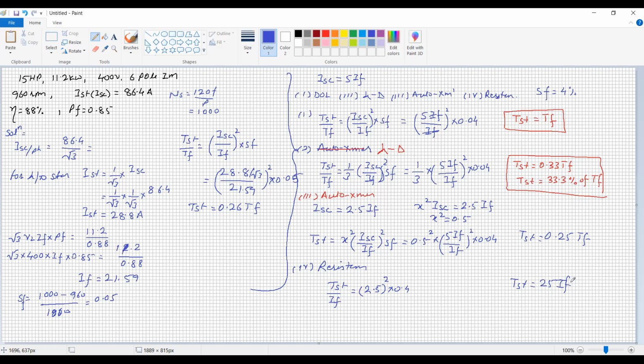So in this way, different methods can be used for the starting of a three-phase induction motor, and the selection of starter is based on the capacity of the motor and what starting torque is needed in a particular application, like for a hoist crane. Here the starting current and starting torque selection is the best compromise for their operation.